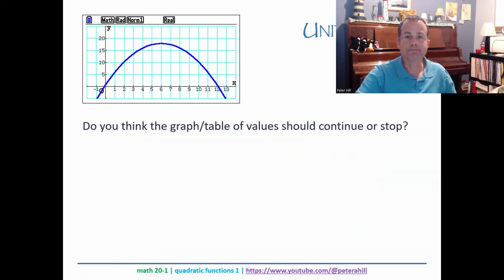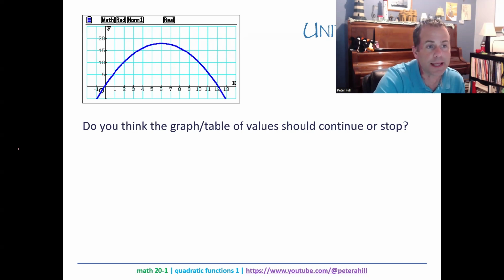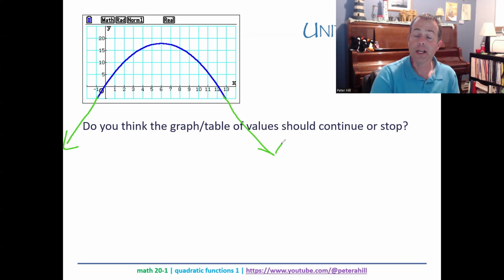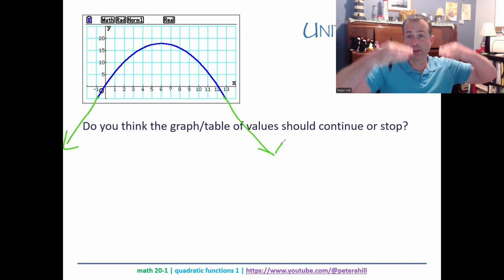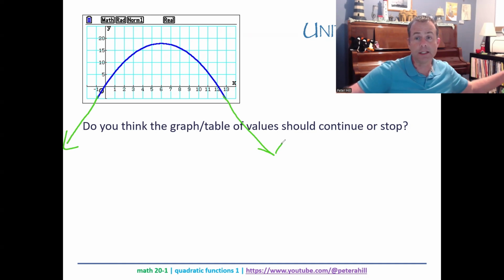Do you think the graph table of values should continue or stop? Now, this is a great question. If I think about this as a mathematical shape, we know that this mathematical shape is going to continue down in that direction forever and continue down in that direction forever. So in that sense, in both directions, it's just going to go down to infinity, head to the left, head to the right, mathematically, okay? But in the context of this question, a lot of that has no meaning, okay? So when we're asked a contextual question, we need to look at what is meaningful given the context, okay?